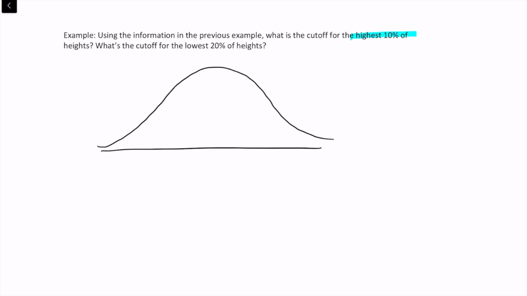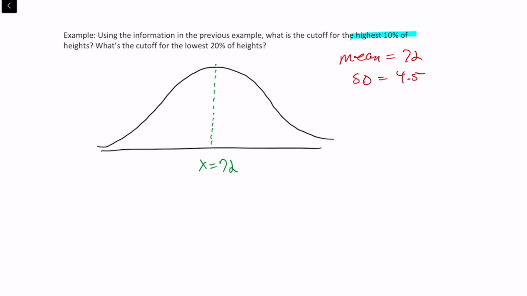Okay. All right. So as always, guys, start off with a picture. So we know that we have a normal distribution. We are unimodal and symmetric. And we know from the previous problem that the mean is equal to 72 and the standard deviation is 4.5. So that indicates that we have a normal distribution with a center located at the mean of 72 and a standard deviation of 4.5.